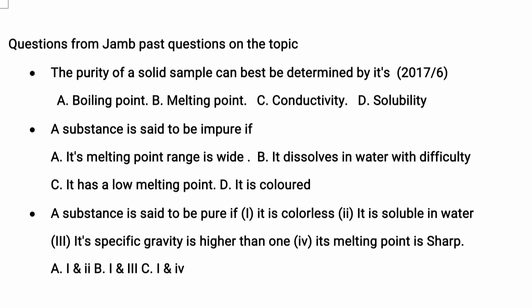Number 2, a substance is said to be impure if: A, its melting point range is wide; B, it dissolves in water with difficulty; C, it has a low melting point; D, it is colored. Wow. The melting point of pure substances is always high, not low. So impure substances usually have low melting points.